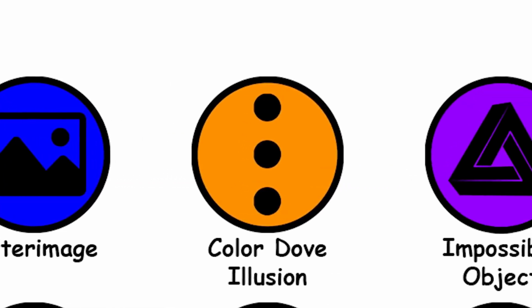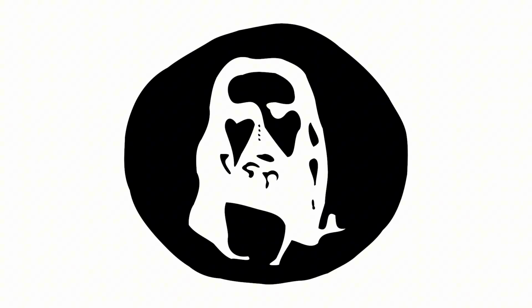Color dove illusion. Stare at the 4 dots in the center of this image. This illusion uses the same mechanism as the afterimage illusion, but it uses it to create existing things, faces, etc. You should be seeing a picture of Jesus right now.